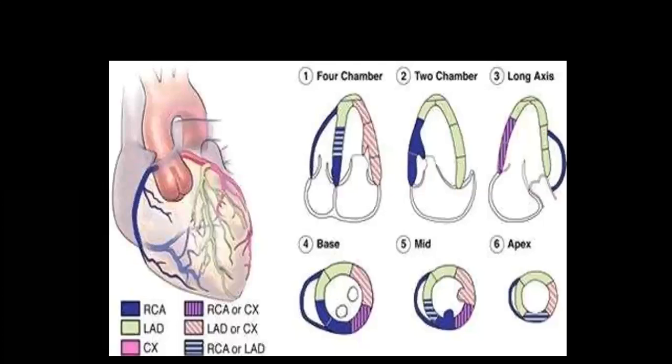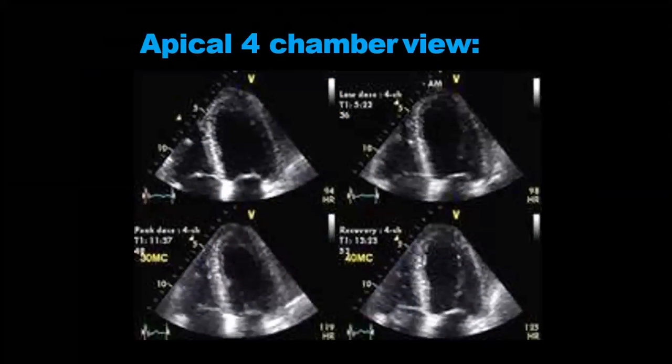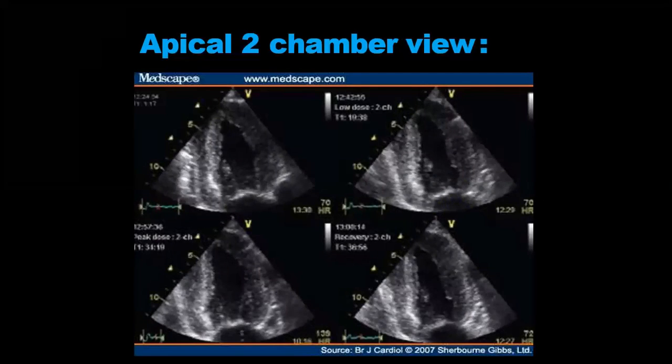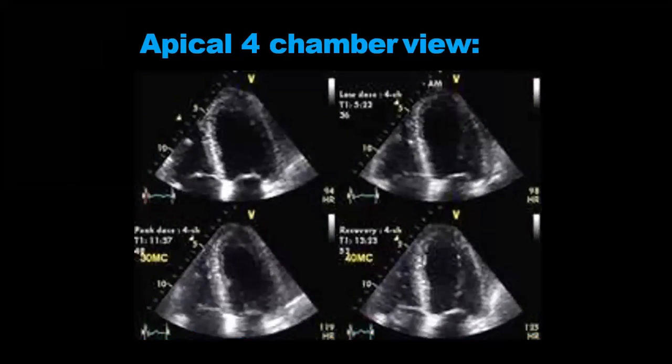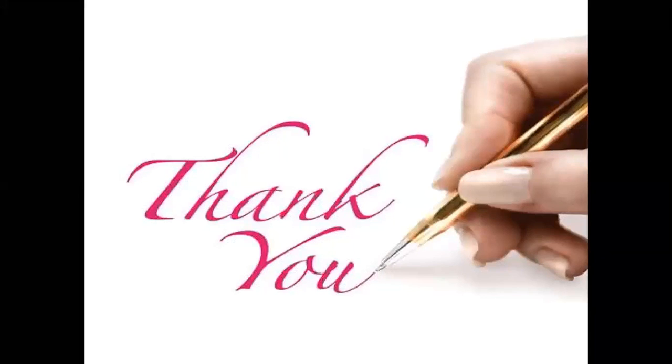These are the myocardial zones which are assessed systematically during stress echo: 4-chamber, 2-chamber, long axis, base, mid, and apex. These are sample pictures during rest and during stress: apical 2-chamber view, short axis view, parasternal long axis view.